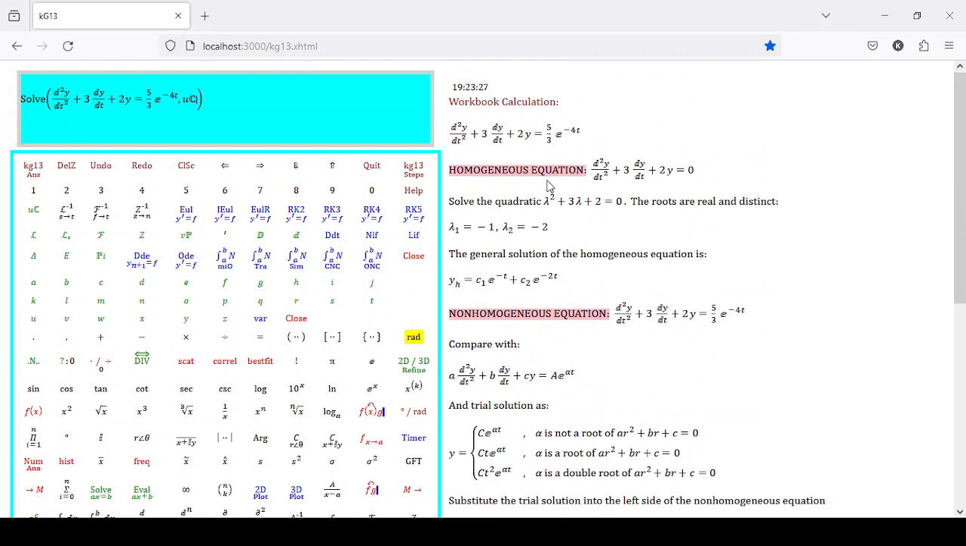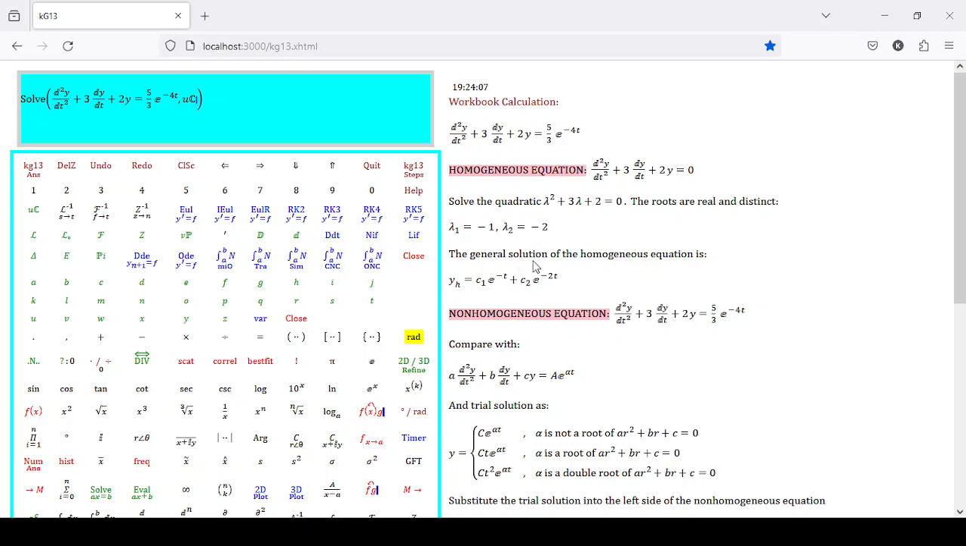Starting with the homogeneous equation, by putting the right-hand side equal to naught, we write down the quadratic, lambda squared plus 3 lambda plus 2 equal to 0. Lambda squared is like your second derivative. Lambda is like your first derivative. The coefficient of lambda squared is 1. The coefficient of the second derivative is 1. The coefficient of lambda is 3. The coefficient of the first derivative is 3. The coefficient of y is 2. So we solve this quadratic and we find that the roots are minus 1 and minus 2.